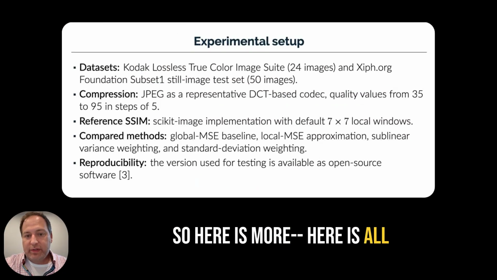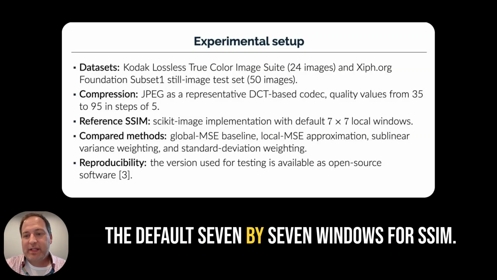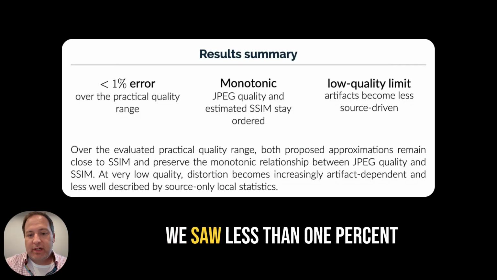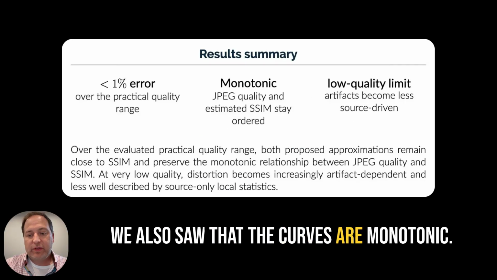So here's all the details of what I just said. This was done on Scikit SSIM implementation with the default 7x7 windows for SSIM. We saw less than 1% error in like a practical range. We also saw that the curves are monotonic.